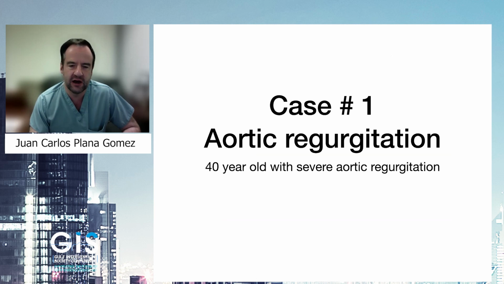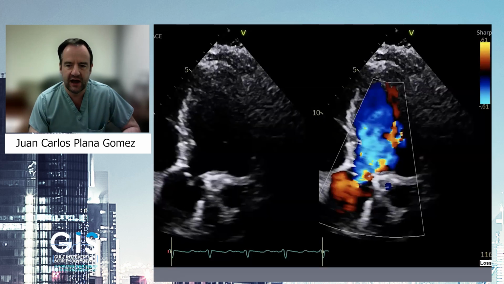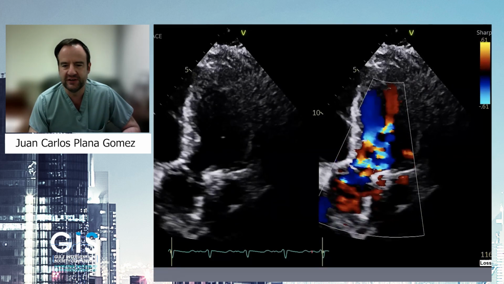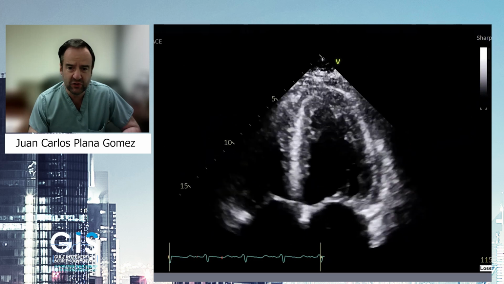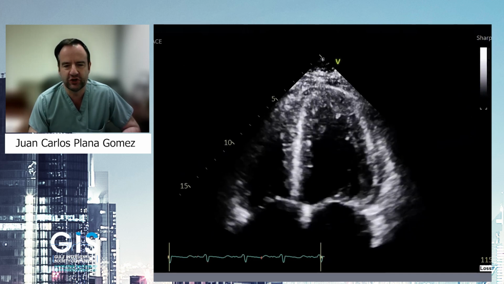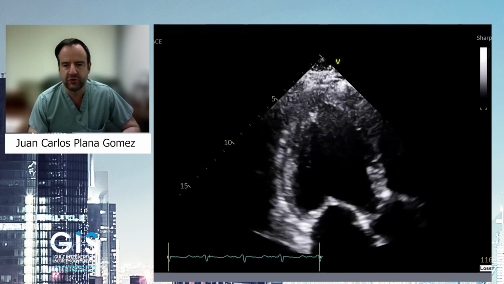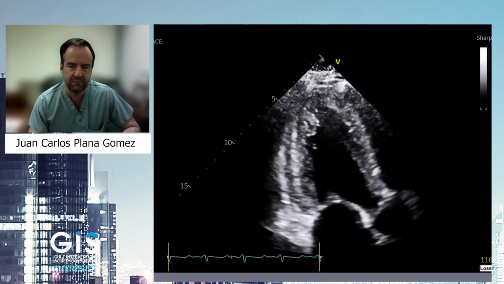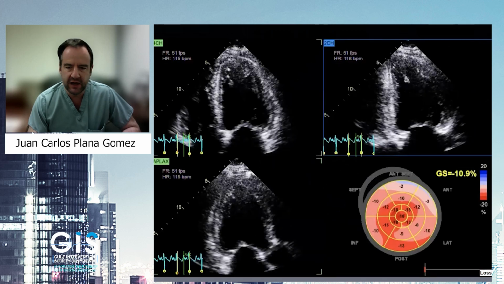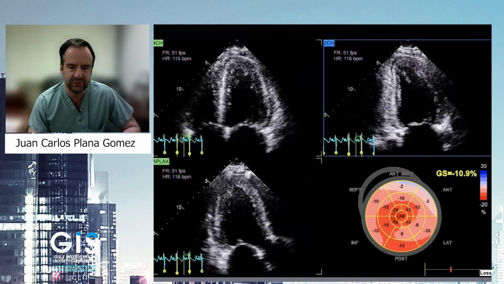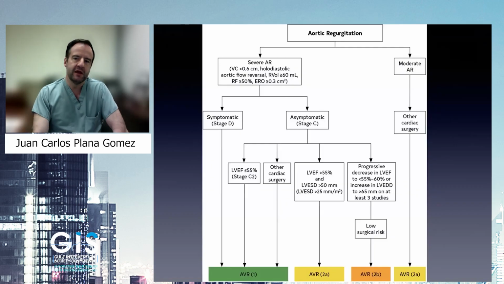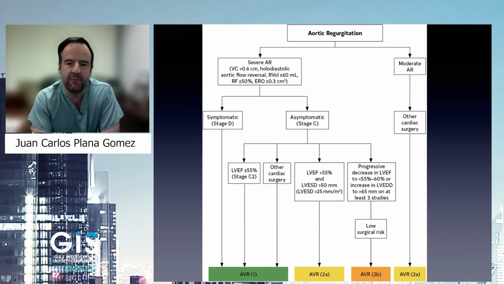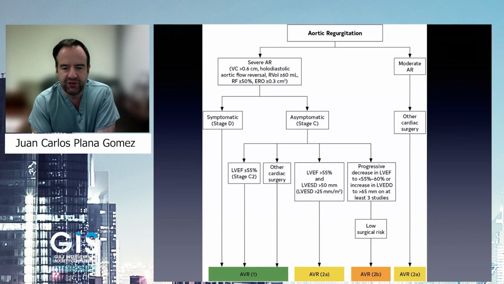So this is the first case. This is a 40-year-old with severe aortic regurgitation. The patient is asymptomatic. You have over here the images. You see this very eccentric jet. And when you take a look at the function, you realize that the function is depressed. You have over here the image in your apical 5-chamber view. And I will show you later the assessment of global longitudinal strain, but you can see that the value is reduced.